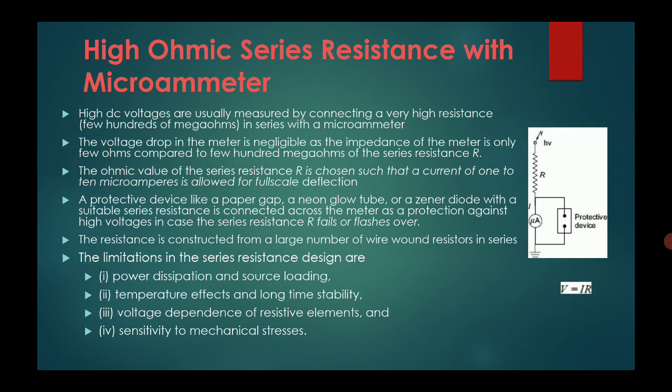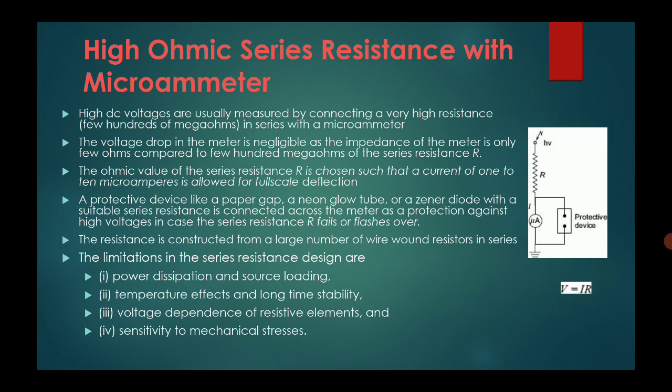A protective device like a paper gap, a neon glow tube, or a Zener diode with a suitable series resistance is connected across the meter as a protection against high voltages in case the series resistance R fails or flashes over. So there is a protective device for the microammeter. The resistance is constructed from a large number of wire wound resistors in series.